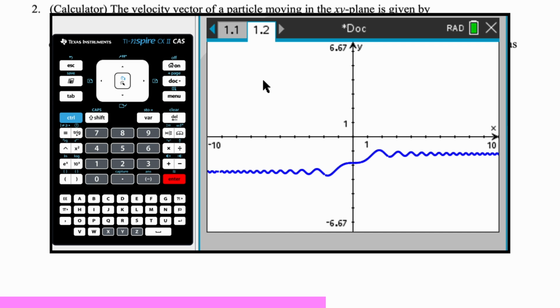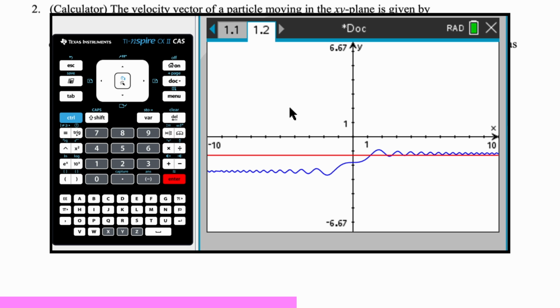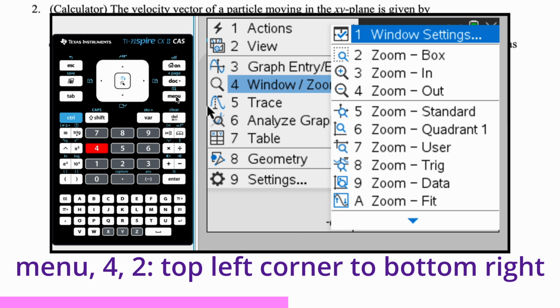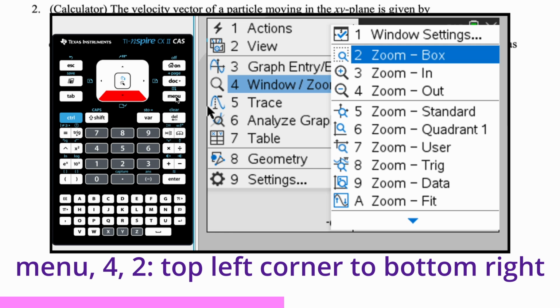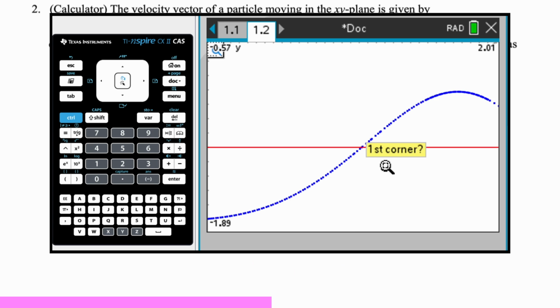So I'm also going to graph now negative 1.3, right? This is the graph of the y coordinates over time. I need to figure out the first time that the y coordinate is negative 1.3. So I'm going to hit tab, negative 1.3, hit graph. Now I'm going to use zoom box so I can see the first time. Let's go menu 4 and then option 2. Then you just click corner. So I'm going to click top left and drag to the bottom right.